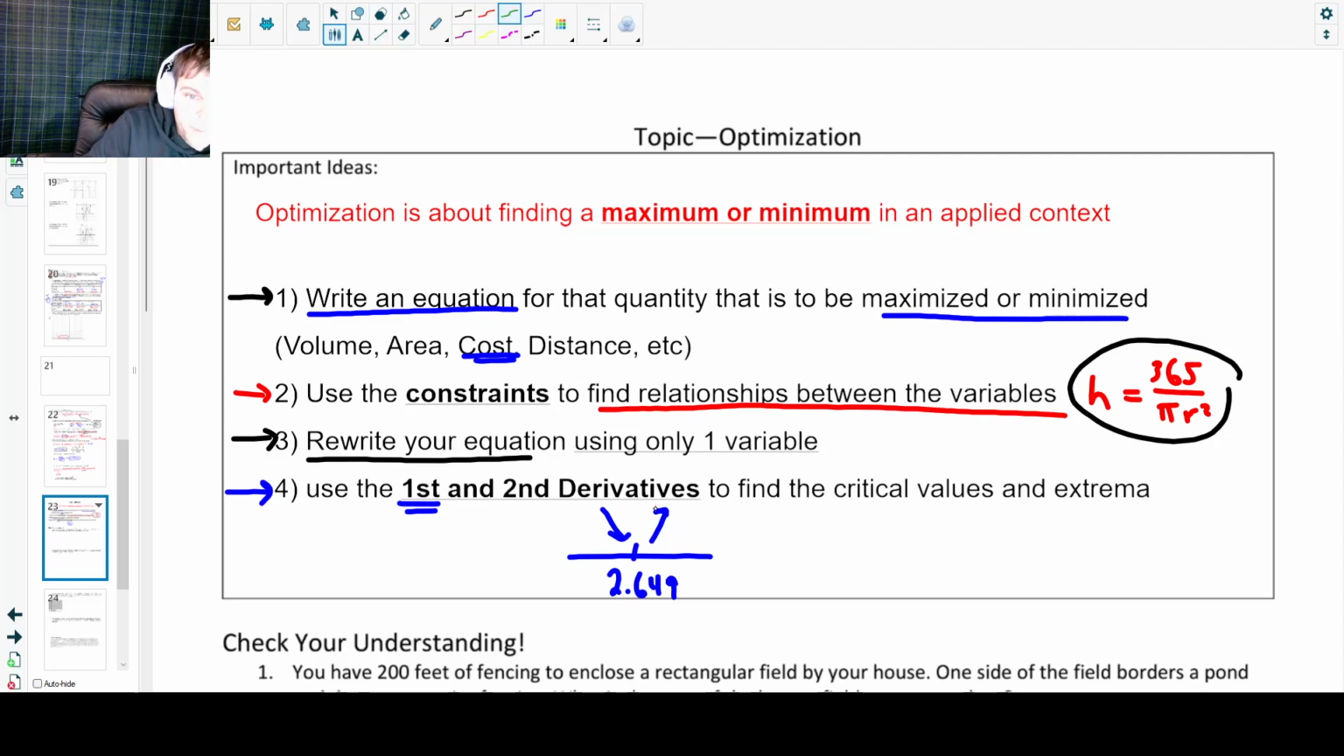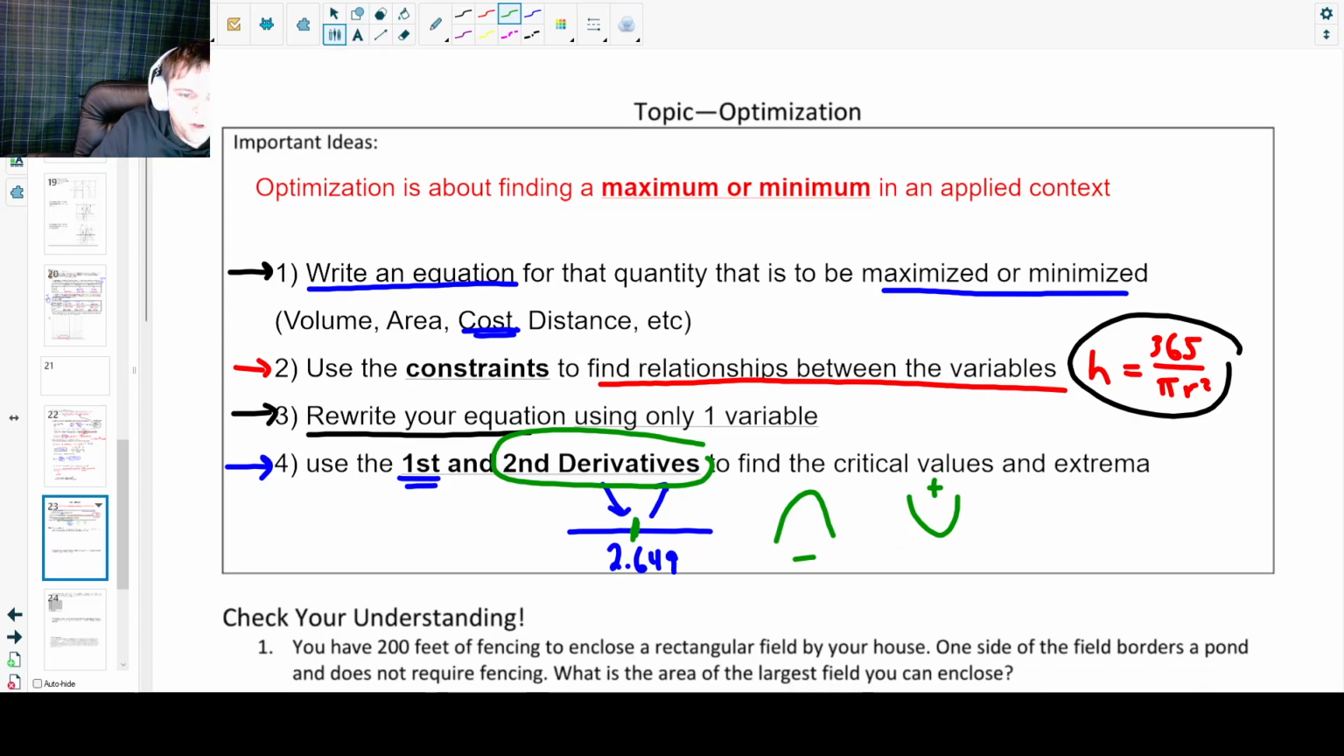Now, the way that we could use the second derivative is to figure out if the second derivative at that place was positive or negative. If it's positive, we would have a concave up, making a minimum. If it was negative, we'd have concave down, making it a maximum point. So we didn't do that, but that is another way that we can differentiate between a minimum point and a maximum point using our second derivative.